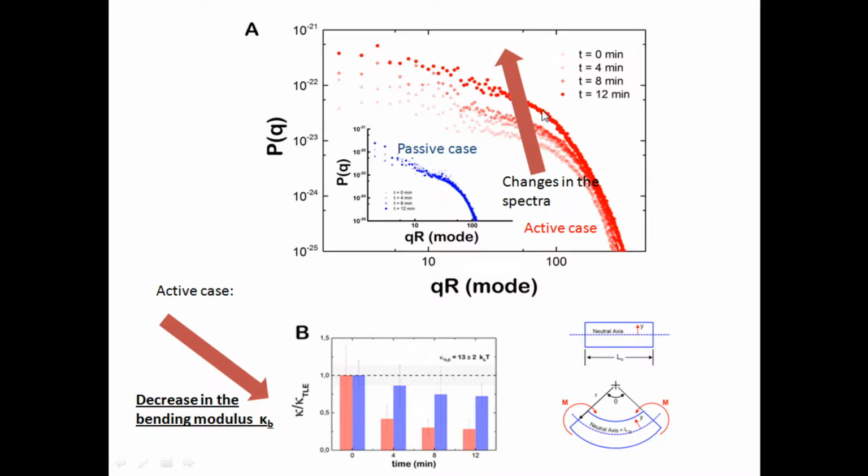In both cases, sigma remained almost the same, but kappa didn't. While in the inactive case, kappa stays more or less constant over time, in the active case, its value lowers drastically, indicating a membrane softening.